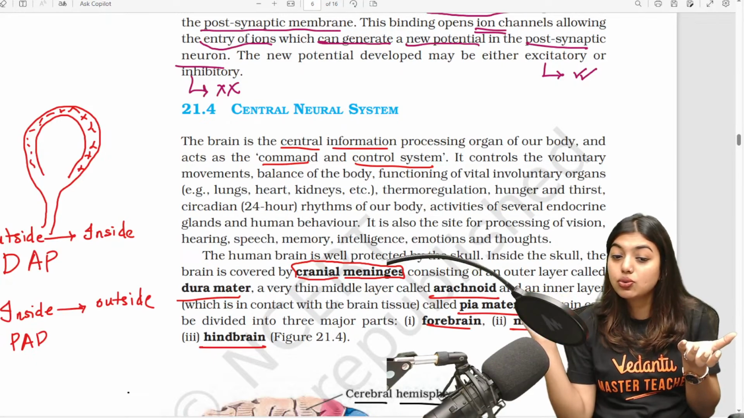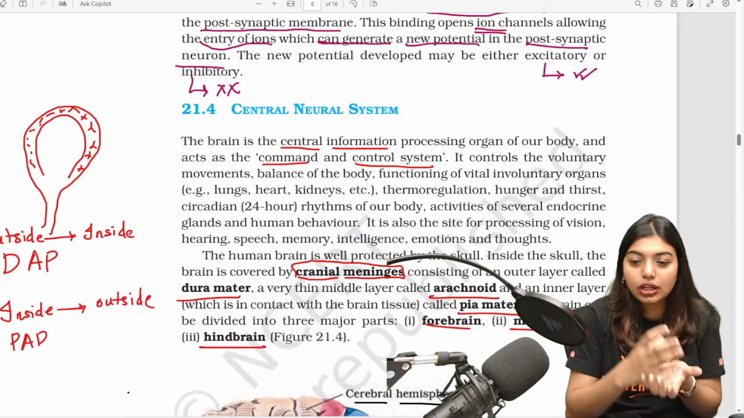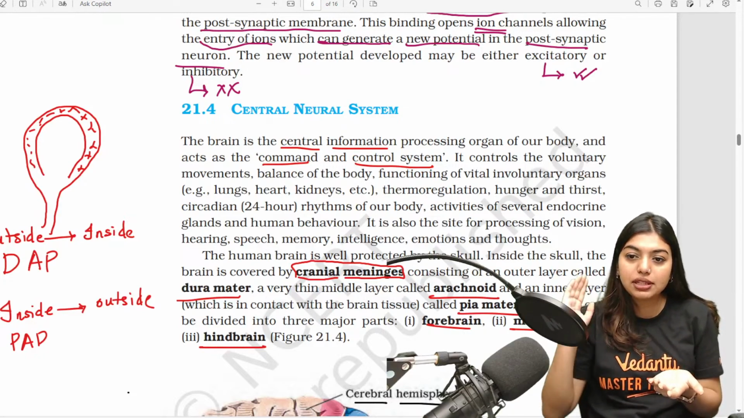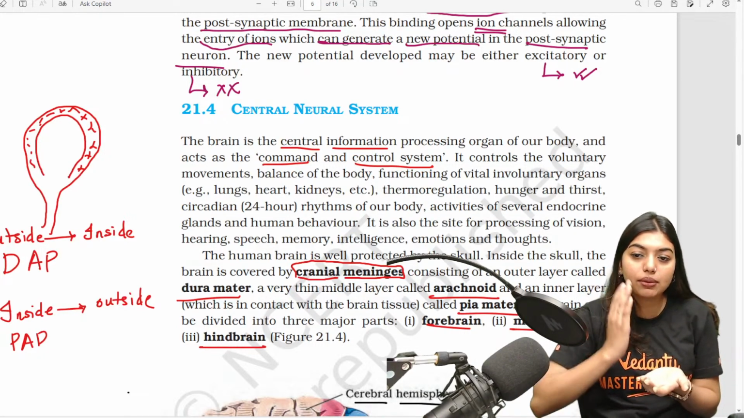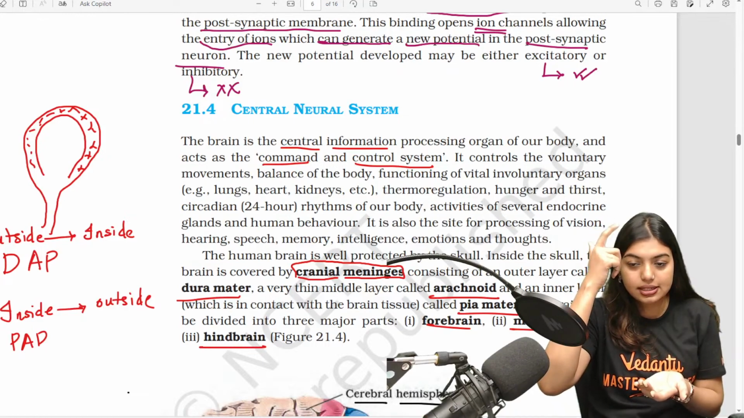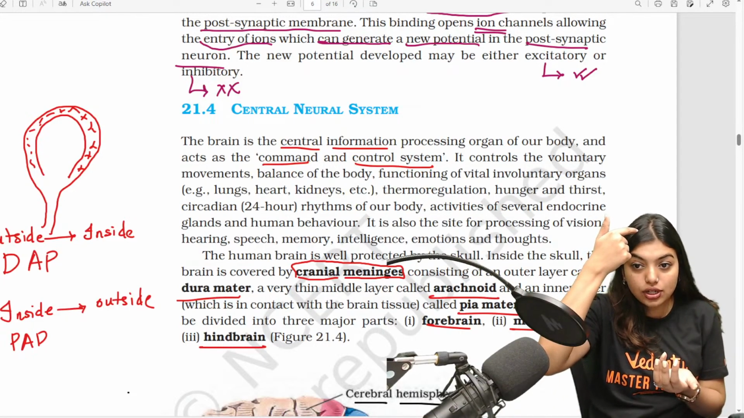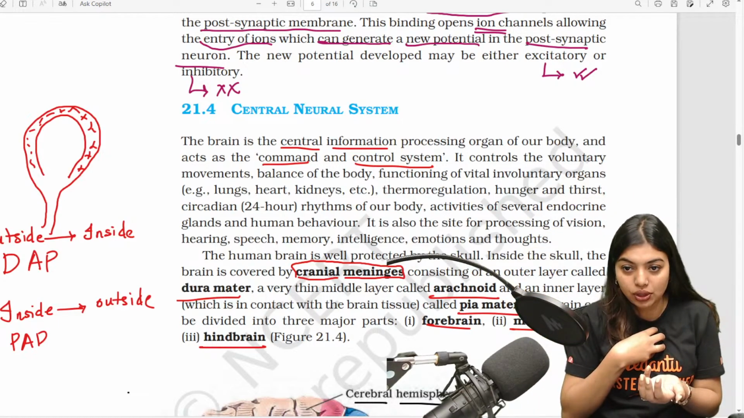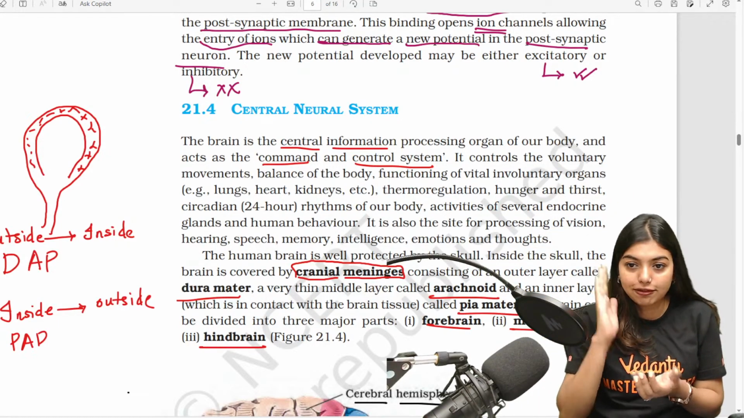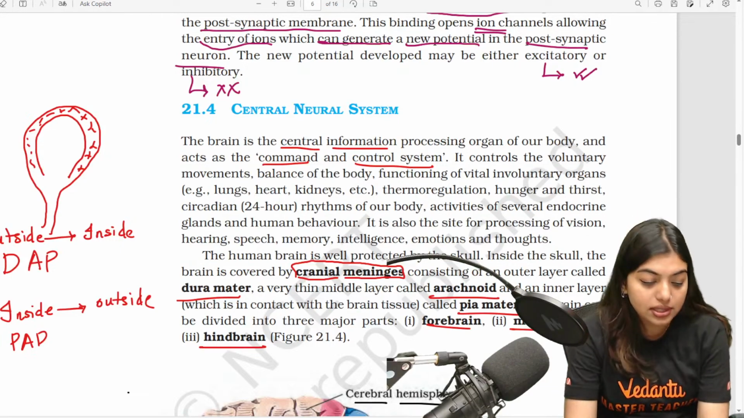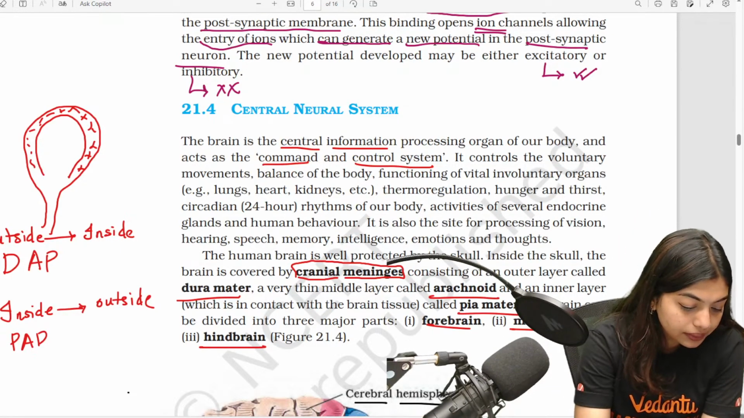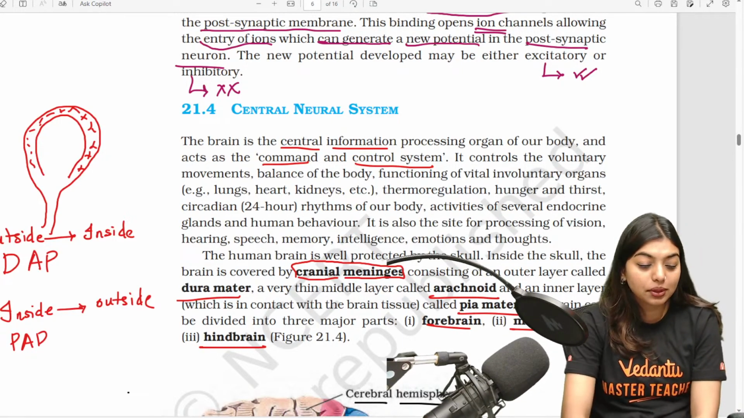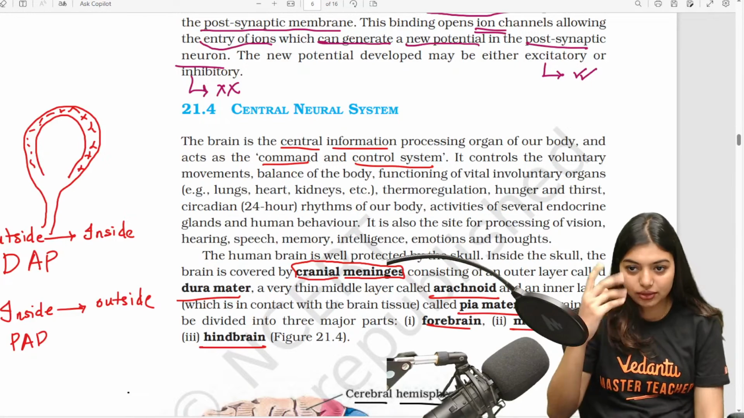Afferent means bringing, like the afferent arteriole in the glomerulus, which brings the blood. In the same way, afferent fibers bring information from the tissues to the CNS. The fibers that take the regulatory information from the CNS to my tissue are called efferent fibers. Okay, efferent fibers.